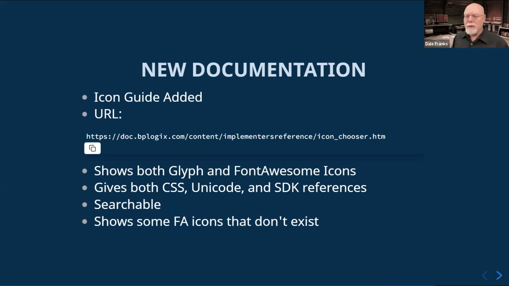Finally, we've added some new documentation. This is something that people have asked for for a while, and certainly internally, some of our implementers have been begging for it. You may have noticed that there are a lot of icons in the icon chooser, and we never really had a guide for what those different icons were, or indeed how to use them. So one of our engineers programmatically generated an icon guide. As you can see, here is the direct URL to that icon guide. It's part of the implementer's reference.